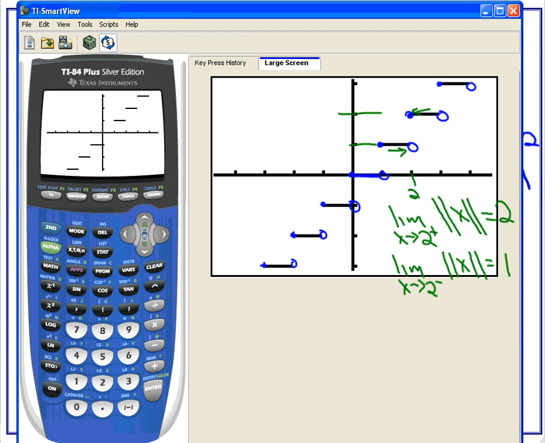And again, note that's only for integer values. If I'm approaching 1.5, it doesn't matter what side I'm approaching 1.5 from. That limit will be the same. When I'm approaching integer values, the left-hand limit and the right-hand limit will give me two different values. So let's just save that graph.